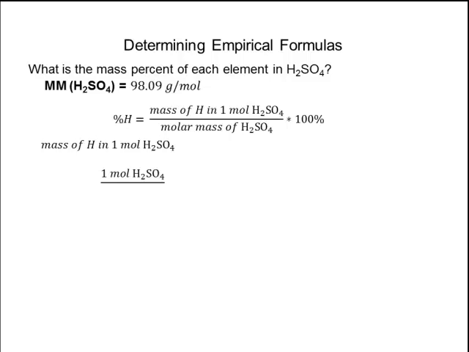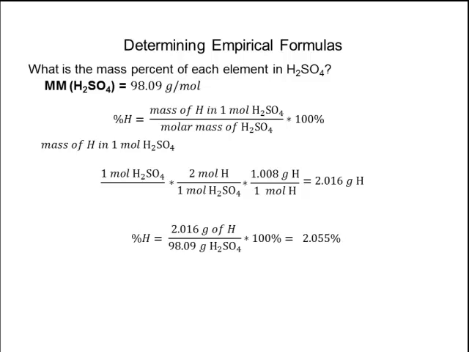So what's the mass of hydrogen in 1 mole of H2SO4? Well, we start with our 1 mole of H2SO4. 1 mole of H2SO4 to 2 moles of hydrogen. 1 mole of hydrogen to 1.008 grams of hydrogen. Gives us our 2.016 grams of hydrogen. We've already done that calculation to get the molar mass. So now all we need to do is take that 2.016 grams of hydrogen divided by the 98.09 grams of H2SO4, multiply by 100%, and we get 2.055%.